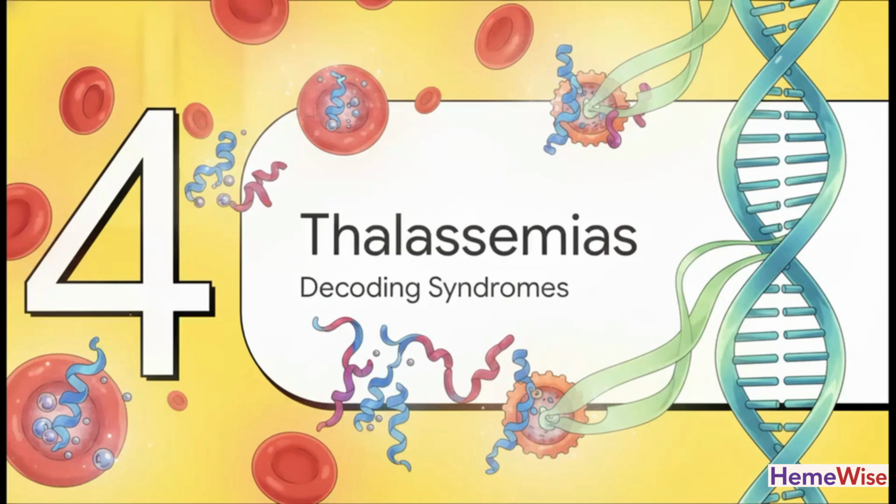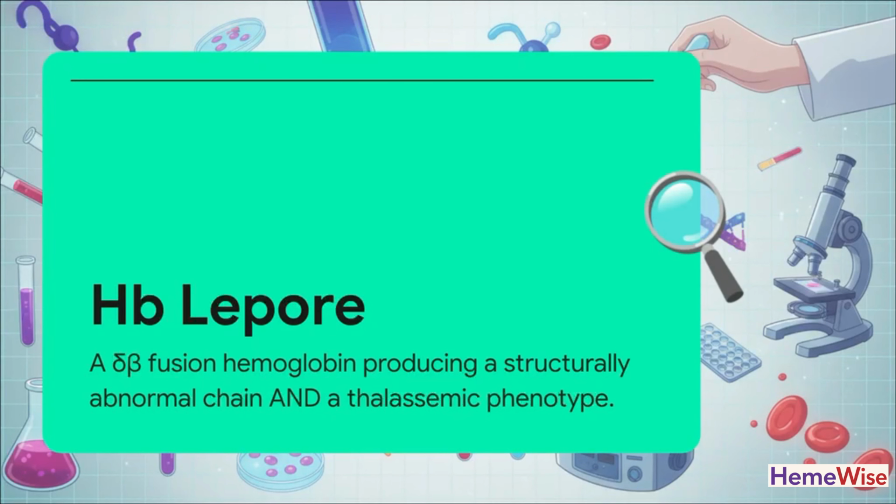machines. Section 4. Decoding thalassemia syndromes. Let's shift our focus a bit from structural variants to the thalassemias. Now, a really fascinating exception that bridges both of these worlds is Hemoglobin Lepore. This is a super unique fusion hemoglobin created by a genetic unequal crossing over between the delta and beta globin genes. What makes Lepore so wild is that it's both structurally abnormal and it produces a thalassemic phenotype because the fusion gene is just poorly expressed.